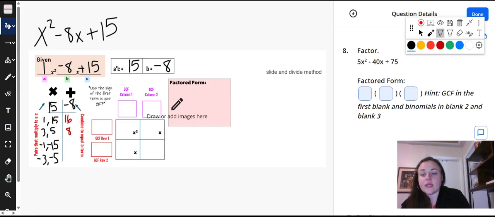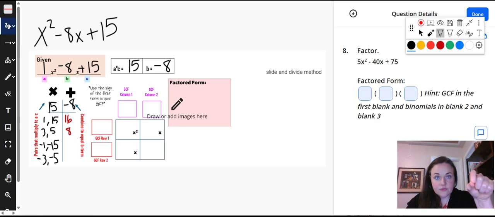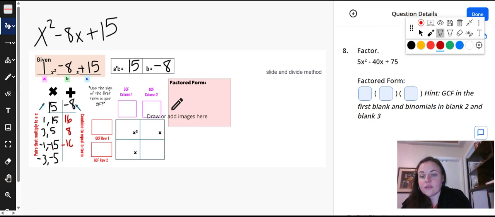Now, why did I do that? Because negative 1 times negative 15 is 15, and negative 3 times negative 5 is also 15. If you add those together, you're going to get negative 16 and negative 8, and now we found our winner. That's our winner.